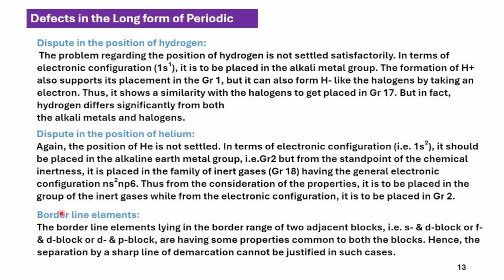The next one is the borderline elements. The borderline elements lying in the border range of two adjacent blocks, that is s block and d block, or f block and d block, or d block and p block, are having some properties common to both the blocks. Hence, the separation by a sharp line of demarcation cannot be justified in such cases.